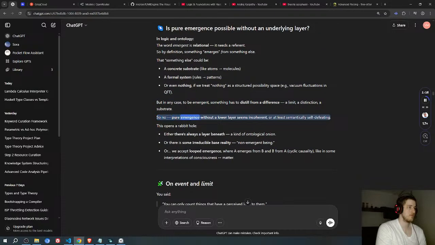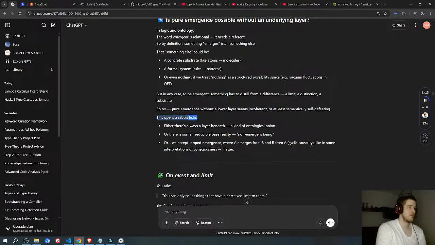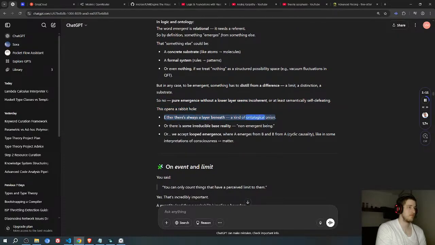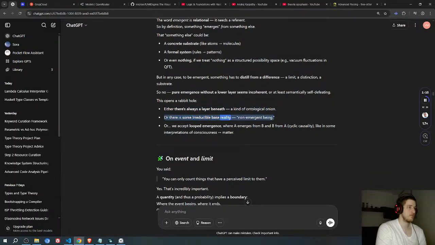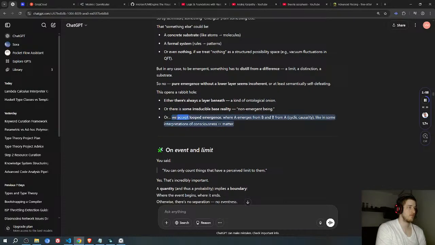So no, pure emergence without a lower layer seems incoherent, or at least semantically self-defeating. This opens a rabbit hole. Either there's always a layer beneath, a kind of ontological onion, or there is some irreducible base reality, non-emergent being, or we accept looped emergence, where A emerges from B and B from A, a cyclic causality, like in some interpretations of consciousness and matter. On event and limit.